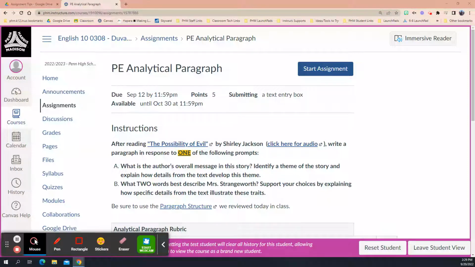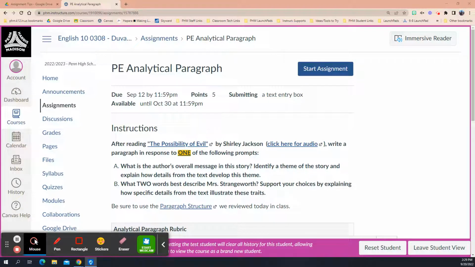Mrs. DC here, and I'm going to walk you through how to write your PE analytical paragraph. PE stands for Possibility of Evil, which is the story that this paragraph is about.